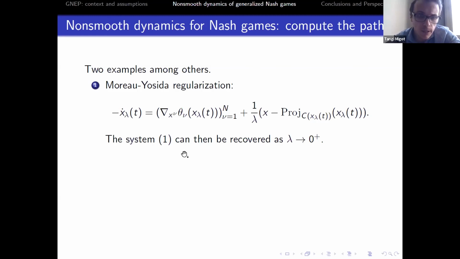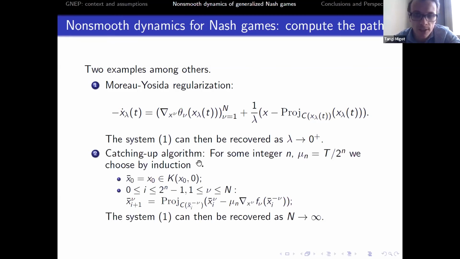Another approach is what we sometimes call the catching up algorithm, which is this idea of projecting onto the set again and again and again. Here I'm giving one scheme, and everything is hidden in the mu n. When you push the discretization step to 0, so my capital N to infinity, you will recover the differential inclusion as well. You can maybe recognize the projection methods Anna Maria just described. So that's two among a lot of methods.